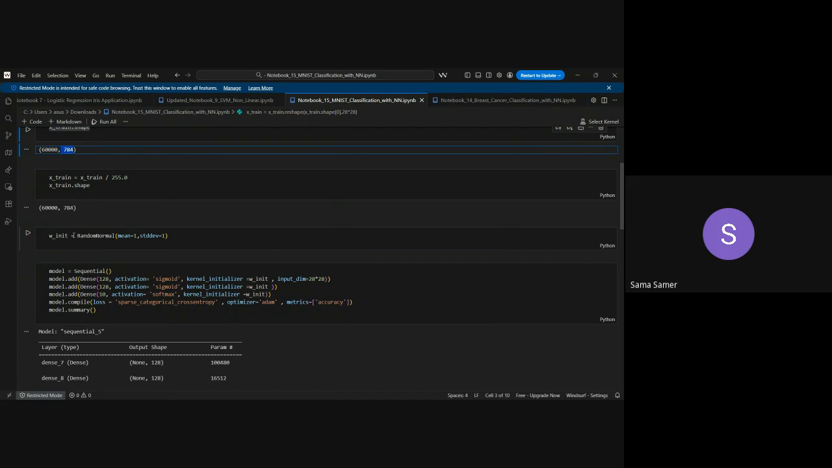We have a weight initialization of RandomNormal with the mean equal to 1 and a standard deviation equal to 1. Do you know what this does? And why is the mean equal to 1 and the standard deviation equal to 1?